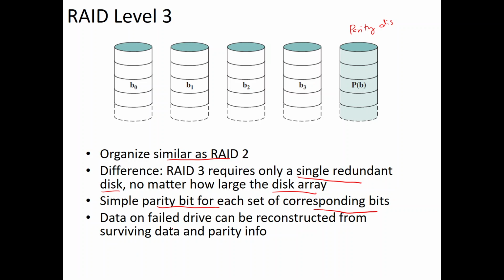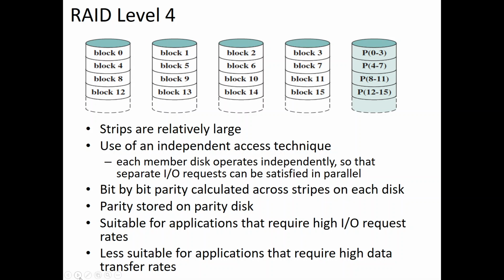Okay, so and then data on a failed drive can be reconstructed from surviving data and also the parity info. So in the event of this failure, all of the data are still available in what is referred to as a reduced mode. Okay, so that's why bila dia gunakan reduced mode campur dengan parity info, dia boleh recover balik sebenarnya. Okay, RAID level 4.